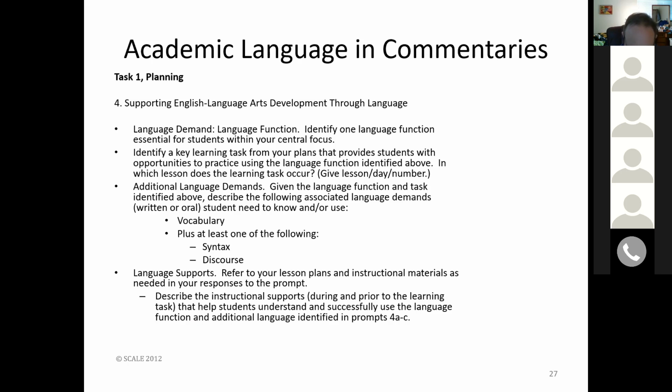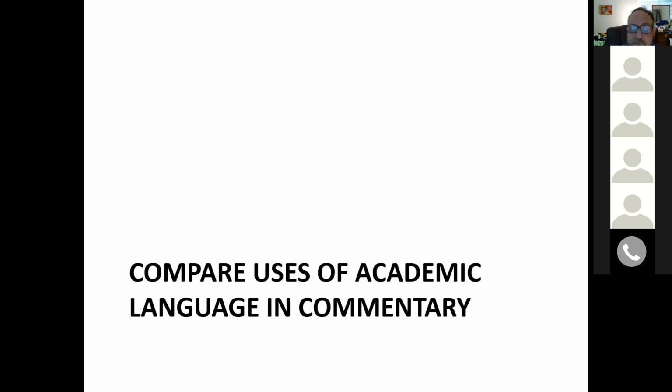Language supports. Refer to your lesson plans and instructional materials as needed in your responses to the prompt. Describe the instructional supports during and prior to the learning task that help students understand and successfully use the language function and additional language identified in the prompts. Compare uses of academic language in commentary.